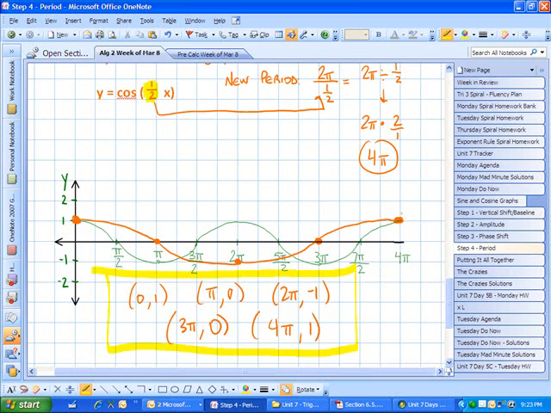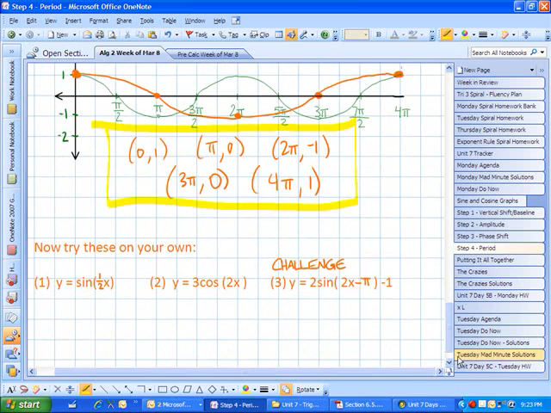So period is going to change how wide or how skinny our graph is. We find it by taking 2 pi and dividing it by the number in front of x, the coefficient of x. Give these next ones a shot.